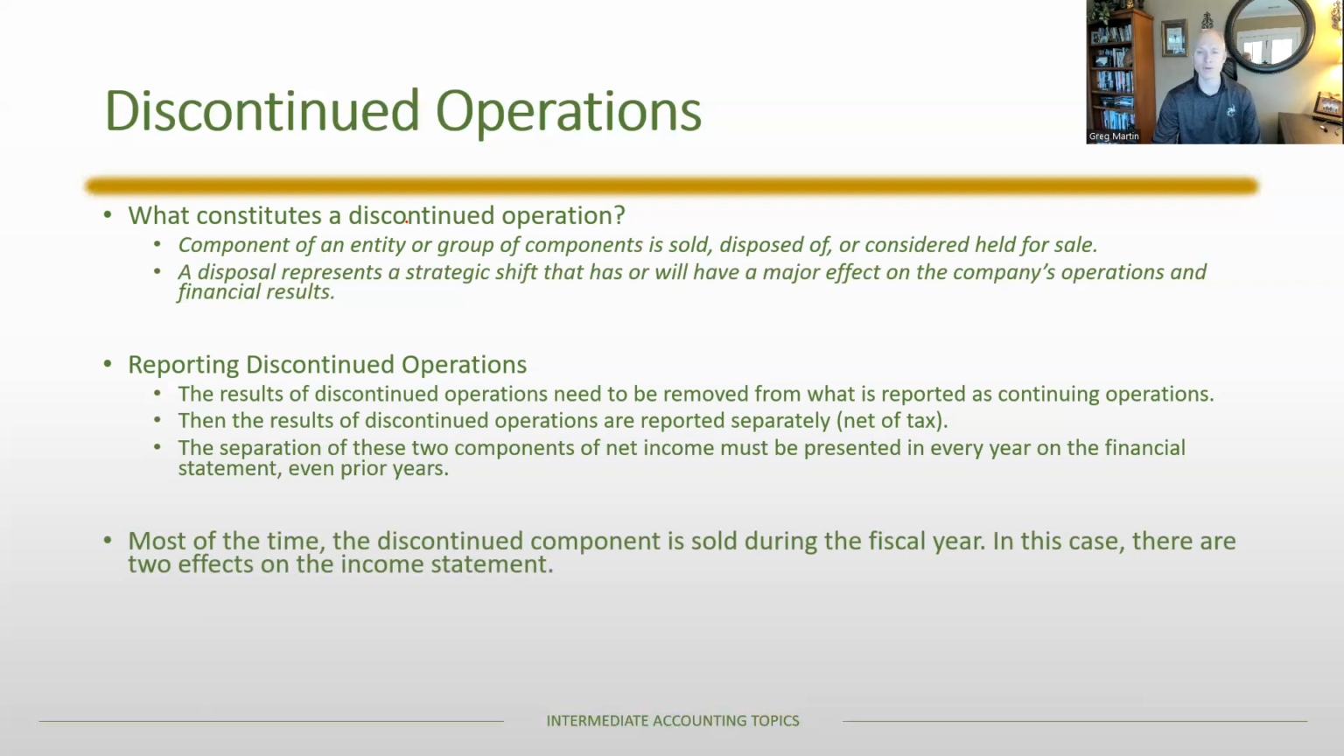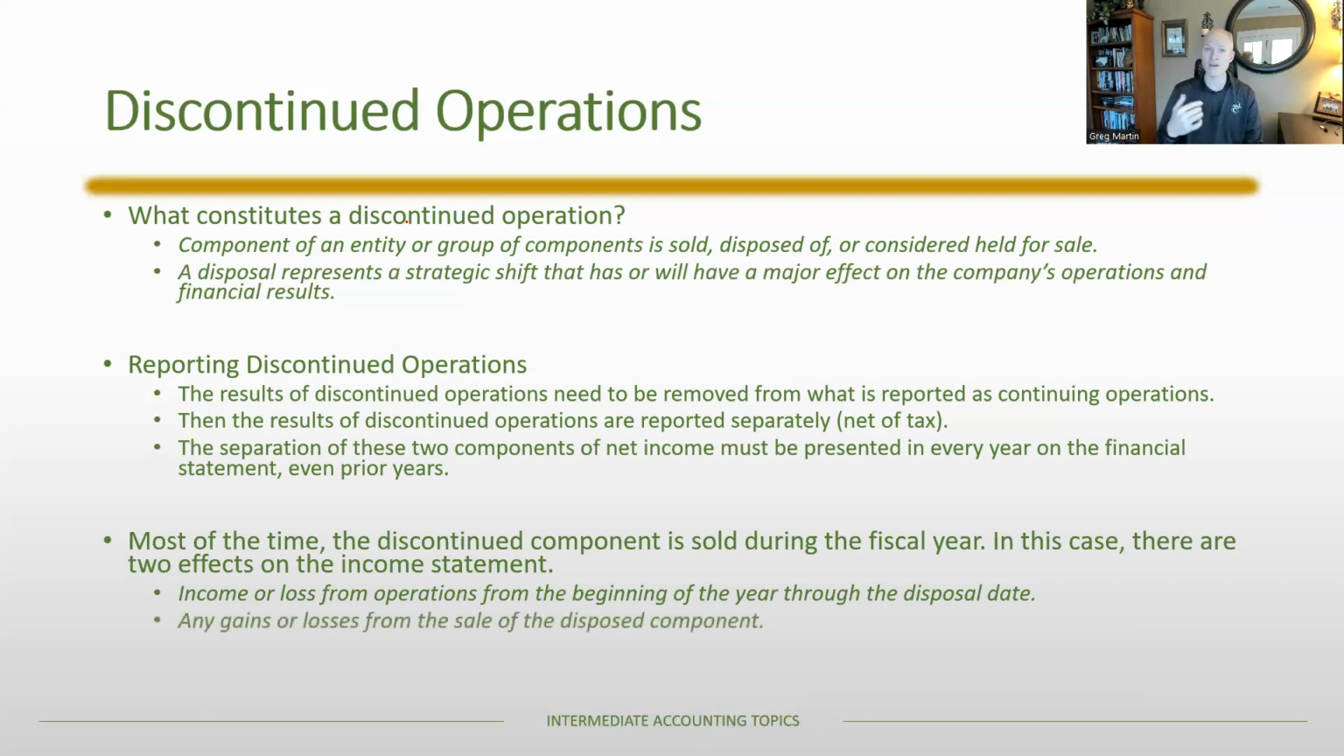A lot of times when you're reporting this, let's say I was reporting this in 2022, it's because I did sell that component in 2022. And so if you sold it at some point during the year, so let's say in June or whatever, there are really two things going on. First of all, there is the income that entity or loss that entity produced during the year. So you need to report that net of tax.